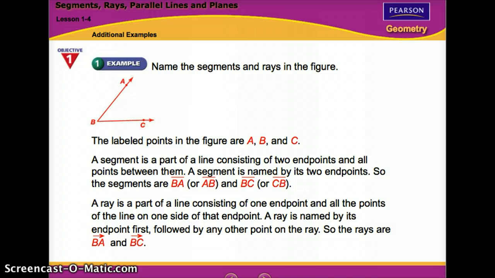Go ahead and complete the practice activity for rays and segments on your notes, and then when we move on to the next screen, we're going to switch gears and continue.